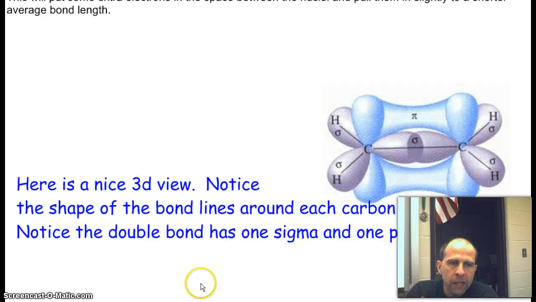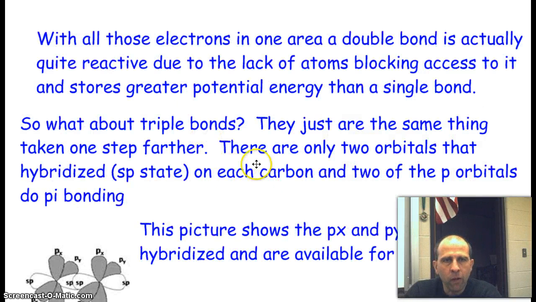Here's a kind of a nice 3D view of the thing also. It's really the same thing shown a different way. Notice how the double bond between the carbons has a sigma bond and a pi bond. And that's all it's listed, sigma pi, because that's just one sigma and one pi. Now, with all those electrons, they're really reactive there because there are no atoms sticking out in that part of the thing, just a lot of electrons in the middle. And so there's a lot of stored potential energy there, and there is some really, really active chemistry that takes place.